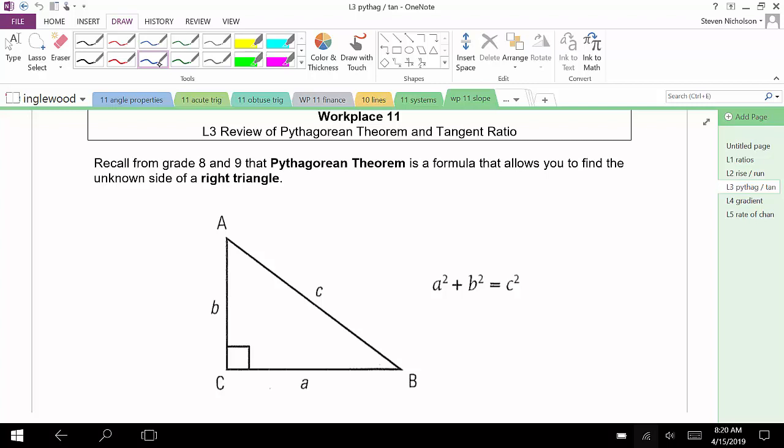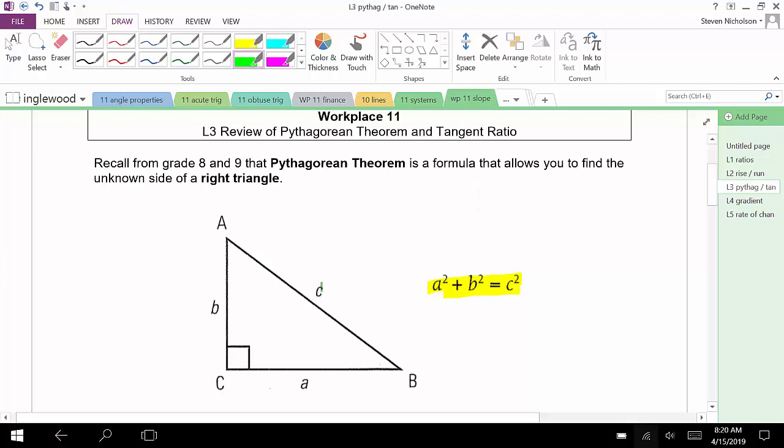Today's lesson is going to review Pythagorean theorem and tangent ratio. Recall that Pythagorean theorem is a formula that works for right triangles. And here is Pythagorean theorem right there. One of the key ideas is there's a relationship between the length of the sides and the hypotenuse in this manner.